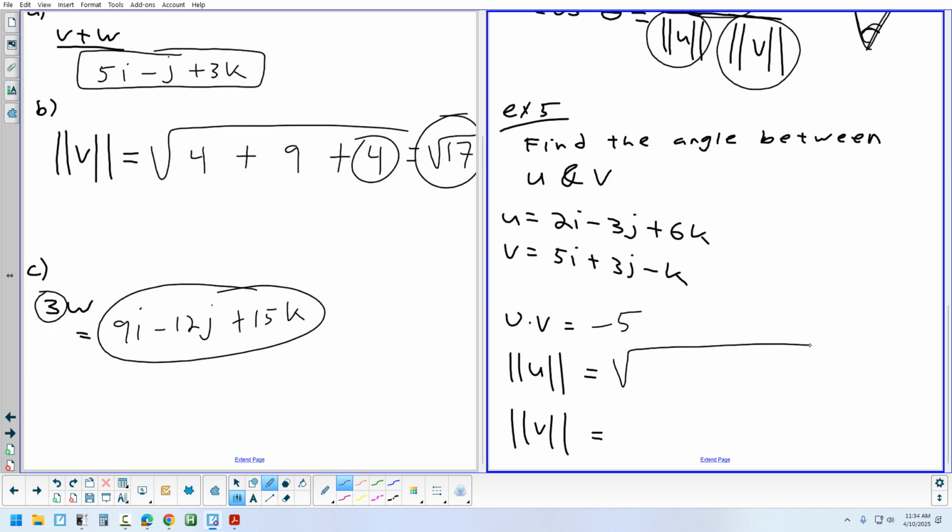All right. What's going to go underneath the root to find the magnitude of U? x1 squared plus y1 squared plus z1 squared. Okay, and now if we fill in our numbers, what would that look like? 2 squared plus negative 3 squared, which is 9, and then 6 squared is 36. The negative isn't important when you square it because it's just going to go away.